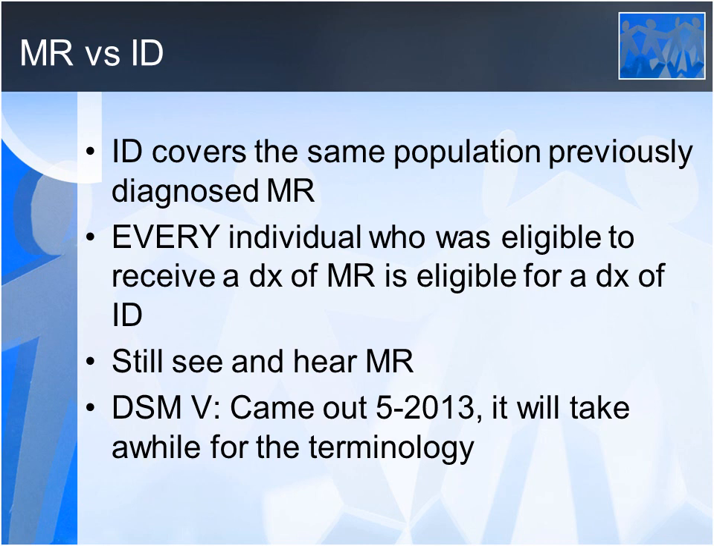Looking at the term MR versus intellectual disability, intellectual disability covers the same population that previously was diagnosed as MR. So if you're working with somebody who was diagnosed 5, 10, 15, 20 years ago, their diagnosis is now intellectual disability, and it's covering the same individuals. Every individual who is eligible to receive a diagnosis of MR is eligible for a diagnosis of intellectual disability.